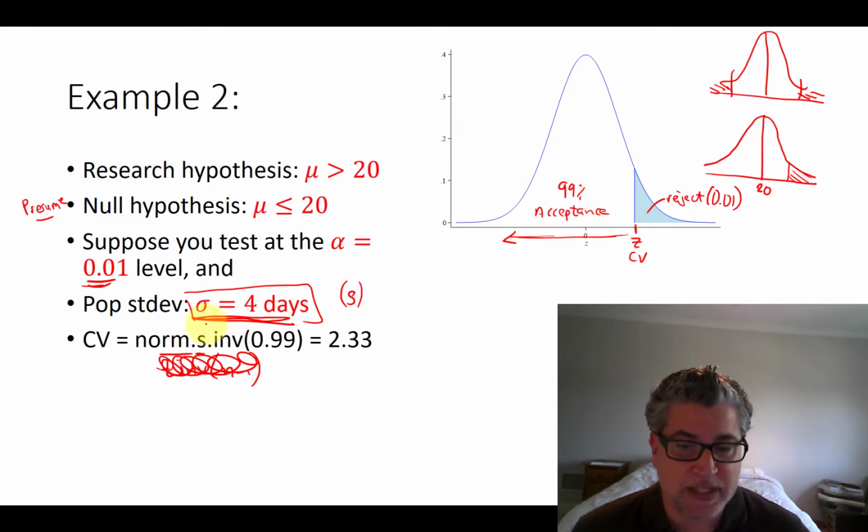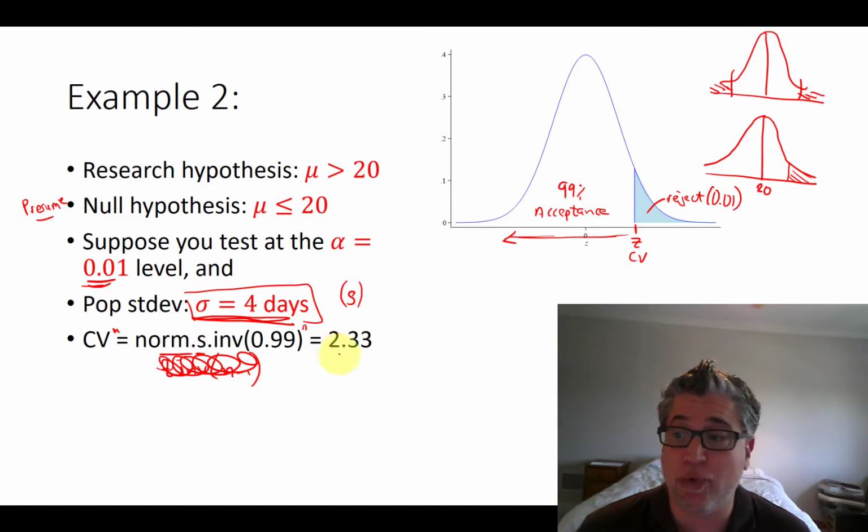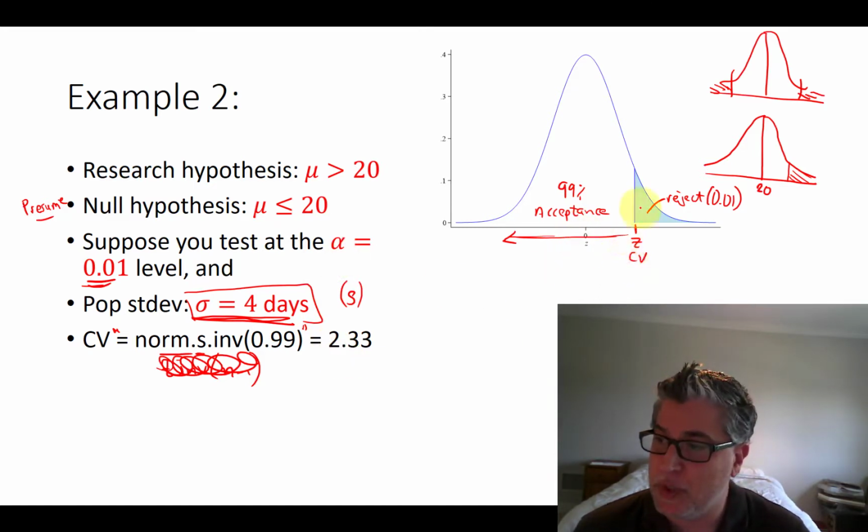Now we can just key this into Excel. Key in equals NORM.S.INV(0.99), and it'll spit out 2.33. Notice it's a number that's bigger than 0. All right, so our critical value here, this guy, is 2.33.